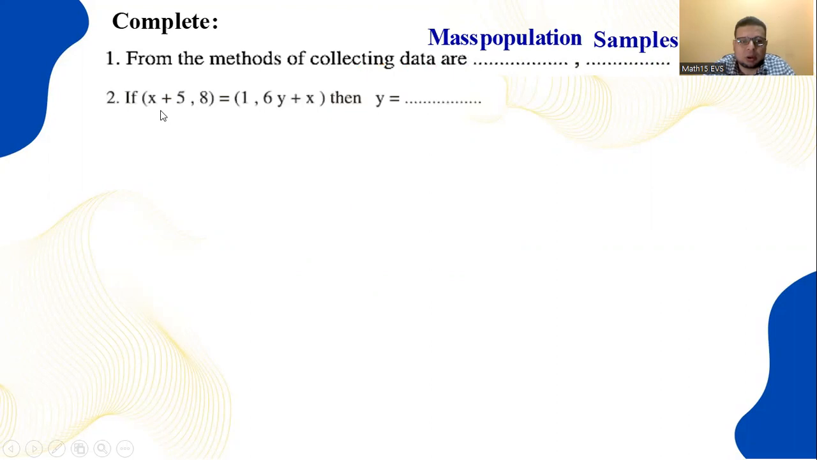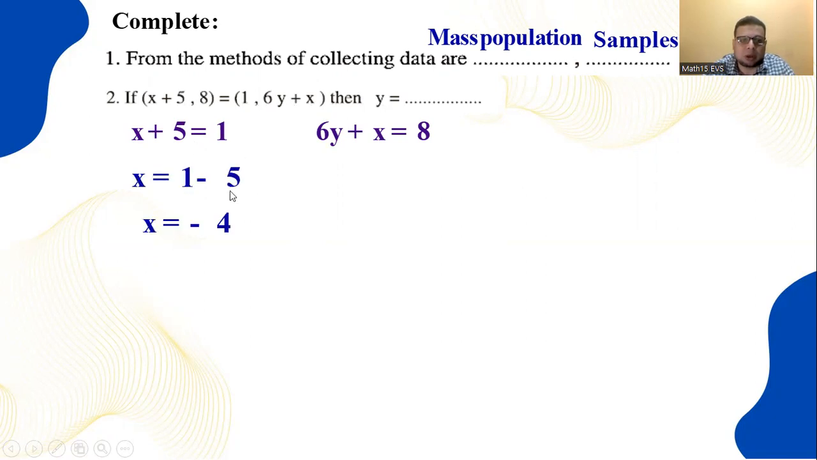Number 2. We have ordered pair equal ordered pair. We know the first position equals the first position, and the second equals the second position. So x plus 5 equals 1, and 8 equals 6y plus x. Find the value of y. First find the value of x. x plus 5 equals 1, so x equals 1 minus 5, which is negative 4. Then 6y plus x equals 8.